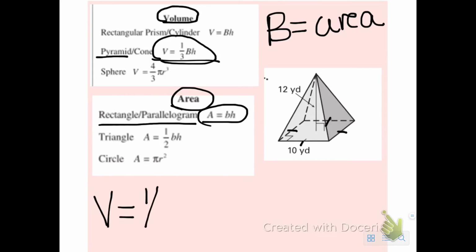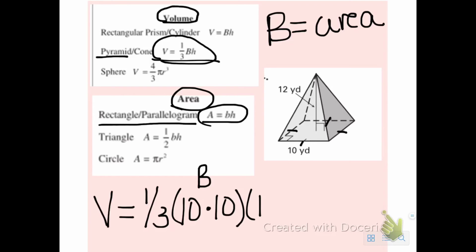So I've got 1/3 times capital B, which in this case is going to be 10, is the base, and the height of the base is 10 because it's a square. And then I've got to multiply that by h, and the height of the pyramid is 12. So all I have to do to find my volume is get my calculator and press my fraction button. 1/3 times 10 times 10 times 12. And that tells me it is 400. Notice I don't have a pi because I don't have a circle.